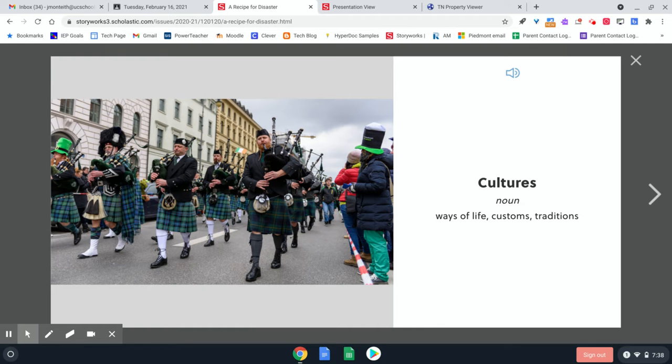There's also the Chinese culture, where they eat certain foods. They have different holidays than we do. It's just everywhere around the world, you're going to find different ways of life, customs, and traditions, different cultures.